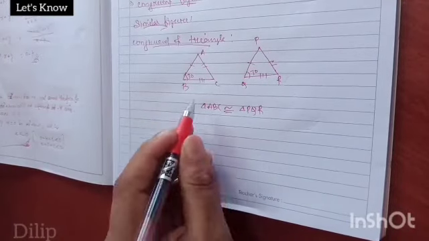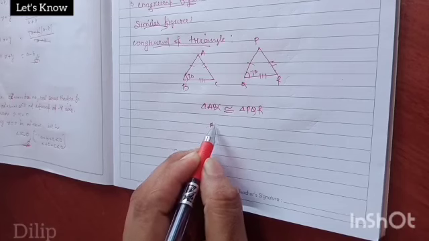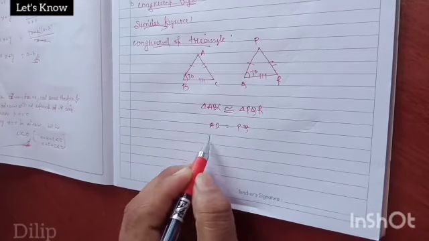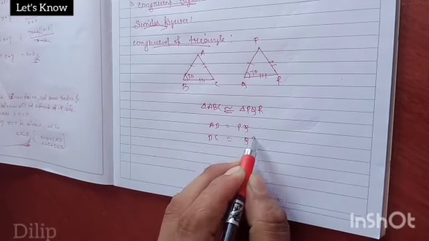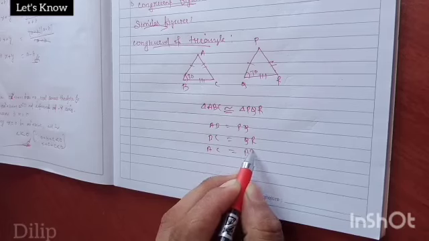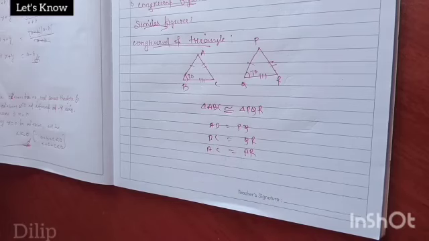Okay, then from here you see that AB is equal to PQ, BC is equal to QR, and AC is equal to PR, right? So if these three things are equal, then we can tell that this shape is congruent.